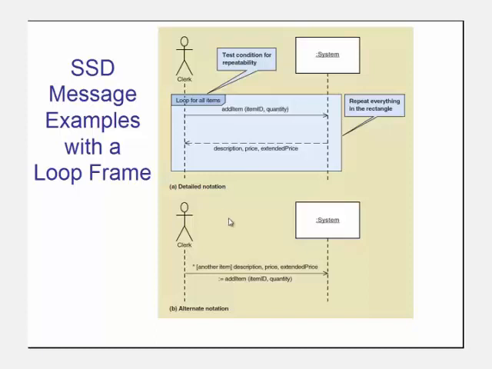The other way of doing it that we talked about before is with the asterisk. Here we're combining the same logic as the example above, using the asterisk notation and including the return and the message all on one message. So this does not show a separate return. What this is saying is repeat using the asterisk, and the square braces indicate that it's a guard condition, or truth condition. So if it's true there is another item, then send the message add item with an item ID and a quantity, and then return the description, price, and extended price. So this is equivalent to using the frame above.